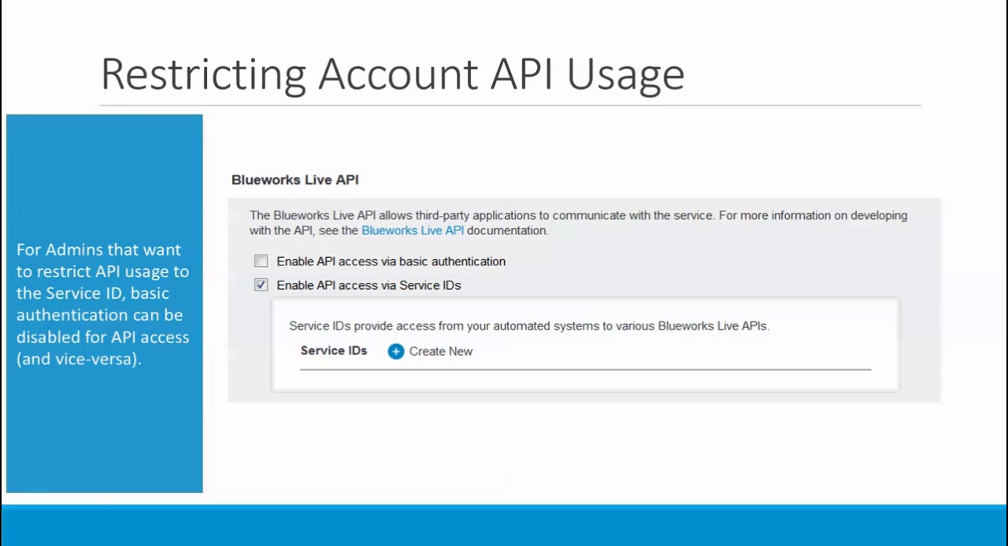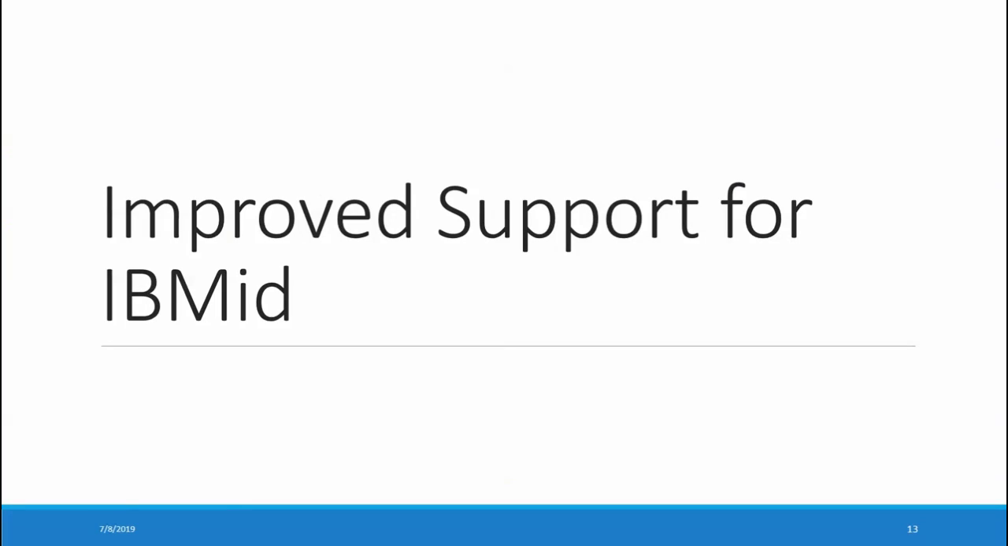And finally, if you want to restrict API usage to the service ID for your account, you can essentially disable basic authentication for API access, or the other way around if for some reason you didn't want to allow service IDs to be used for API access in your account. And of course, you can continue to disable all API access in your account via this page if you like, which is something you already can do today. I just thought I'd mention it.